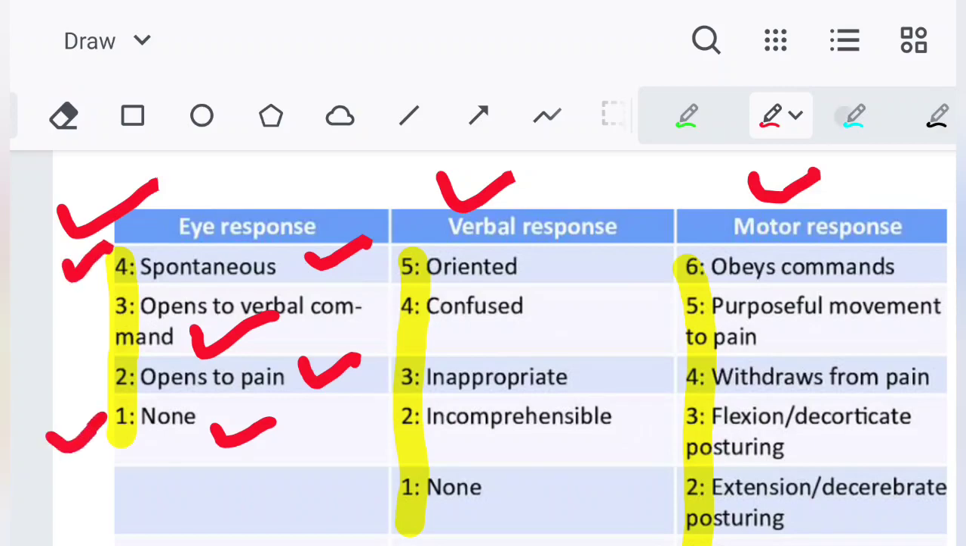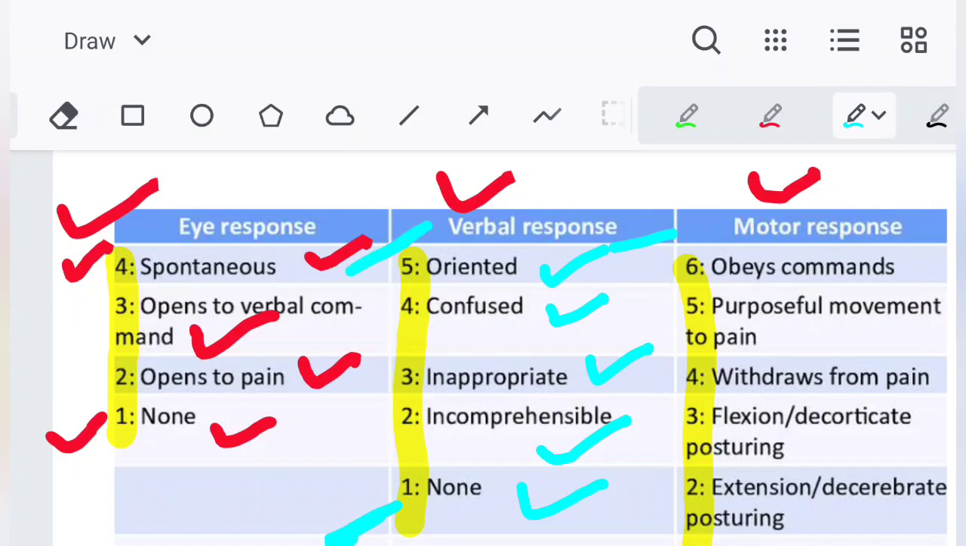Then coming to verbal response. First is oriented, that is totally oriented to the surroundings. Then is confused, then inappropriate words, then comes incomprehensible sounds, then comes no response. So the minimum score is 1 in verbal response and maximum is 5.